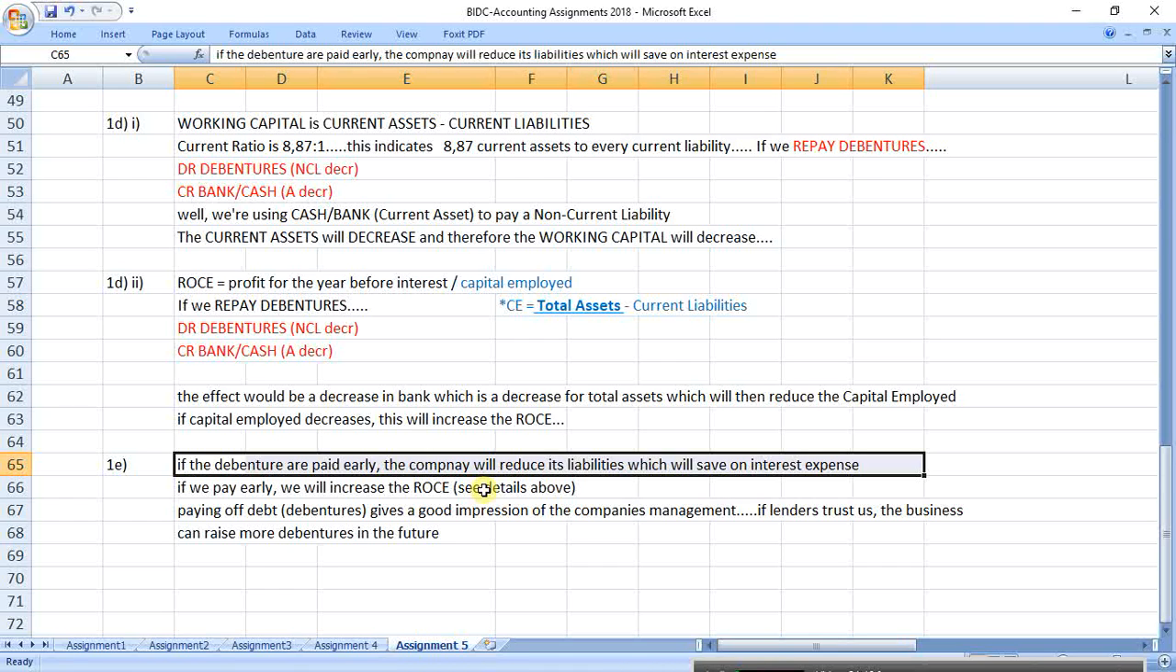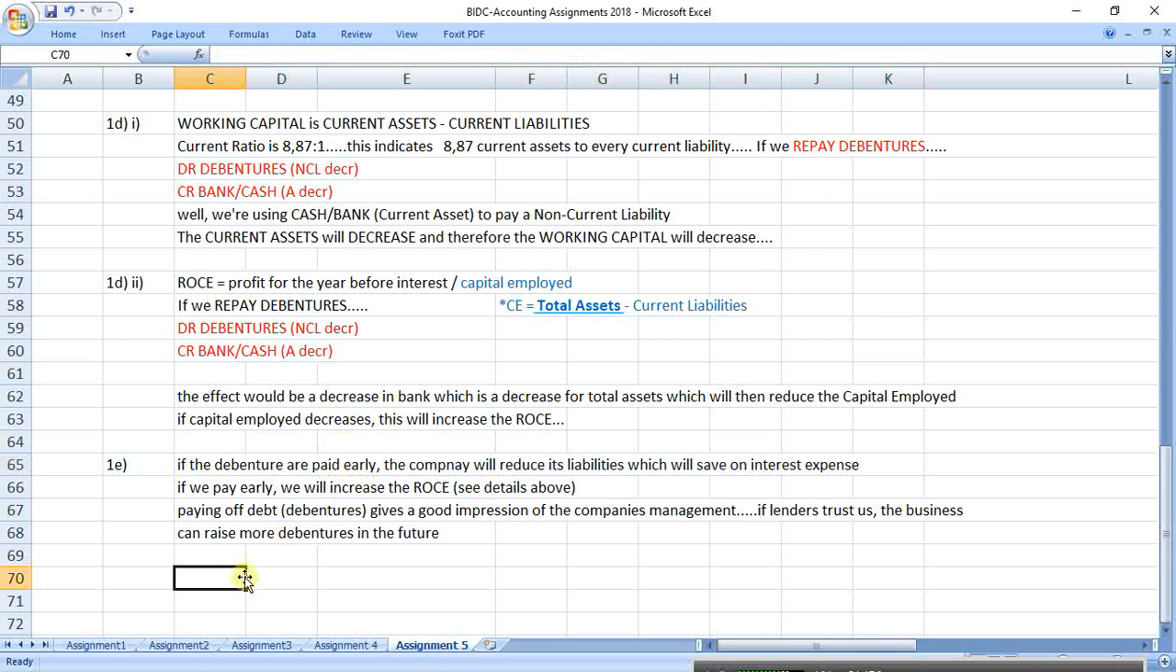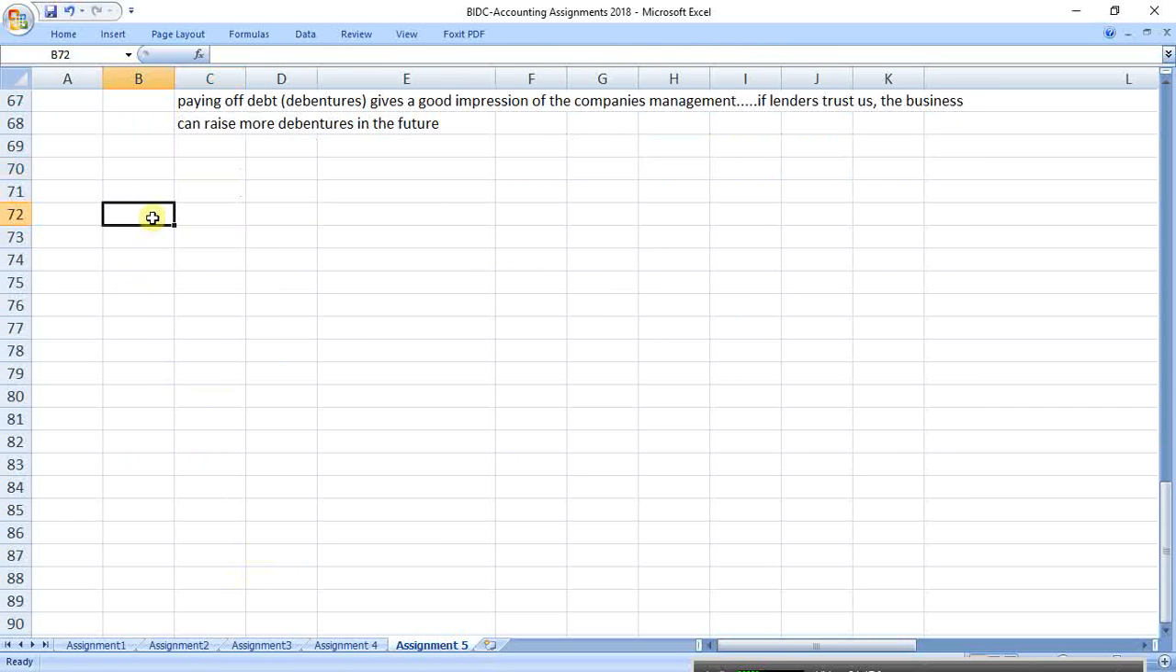Okay. Right, that's the end of that one. Now we can start a new question. Okay, so question 2. Remember, exam technique is important. With questions like this, I need a template. You need a structure. You need the format.